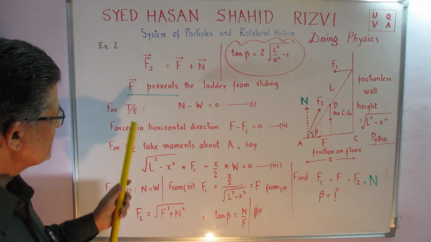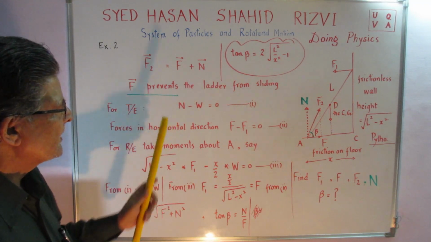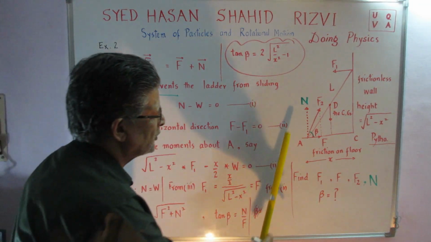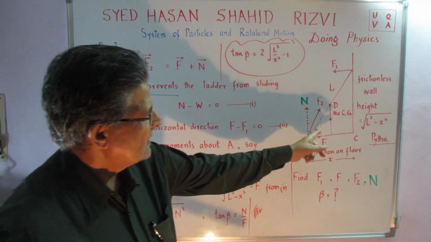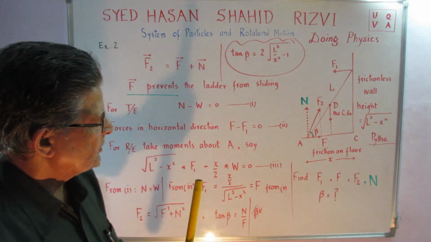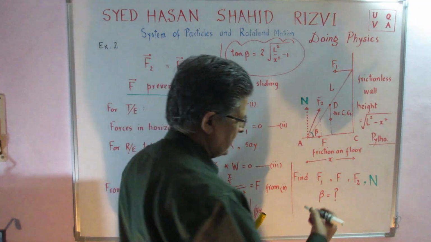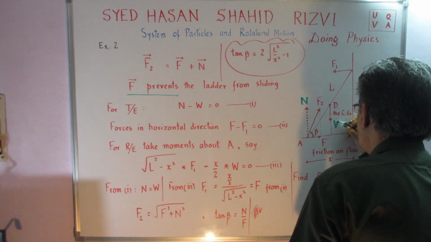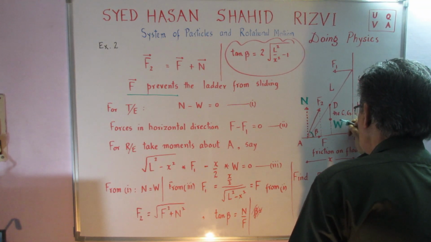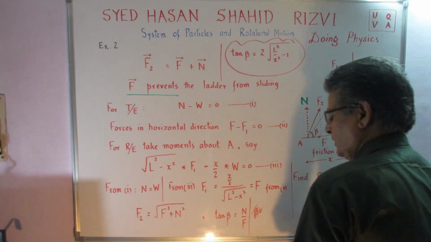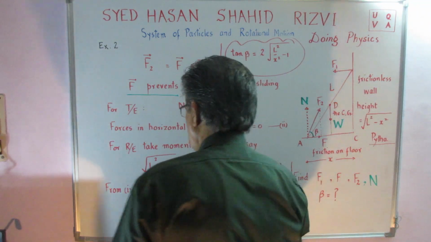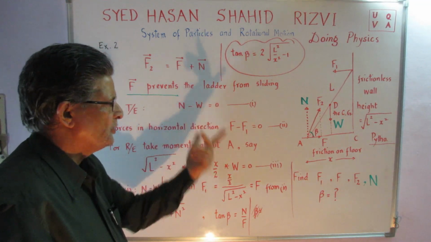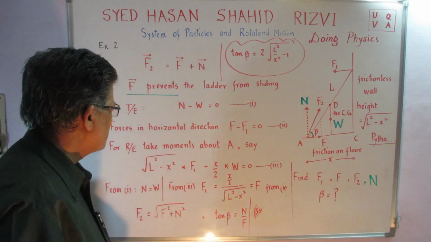Okay. So for the translational equilibrium, I can write how many forces are there. One is the normal force over here, and the other is W, which is the weight of the ladder, which is not 0. So it is finite. So I can write N minus W is equal to 0 as equation number 1.